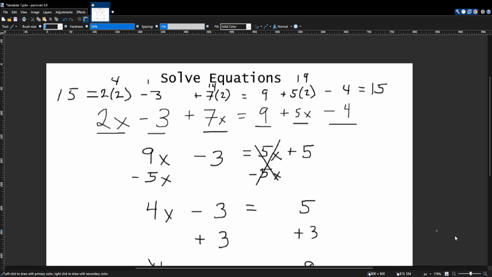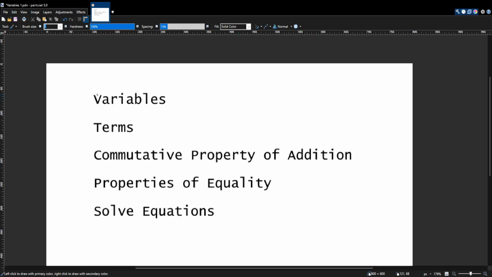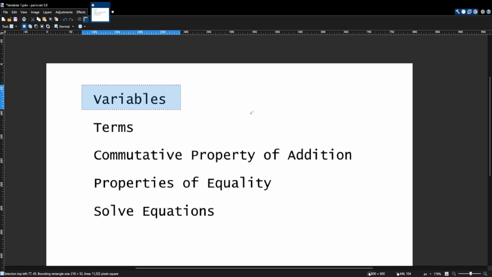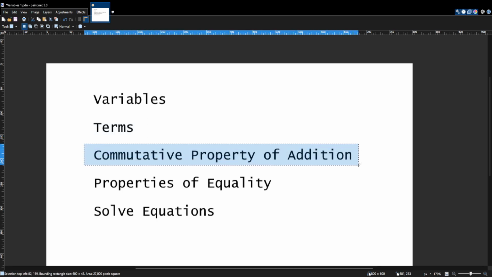Alright, so we talked about all of the things that we covered here. Variables: what are they? Simply a symbol that represents another value. Terms: a collection of constants and variables that are multiplied and divided together. The commutative property of addition, which is what allows us to combine like terms even when they're not next to each other, because the order of the addition is not important. You can add things in any order you want.